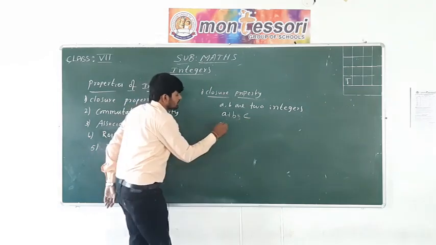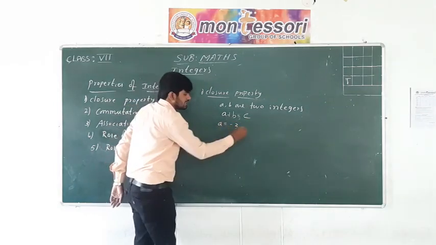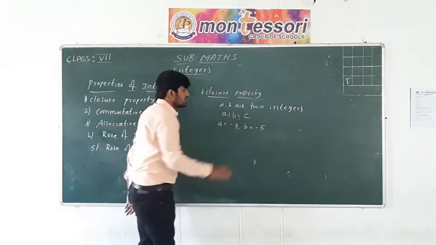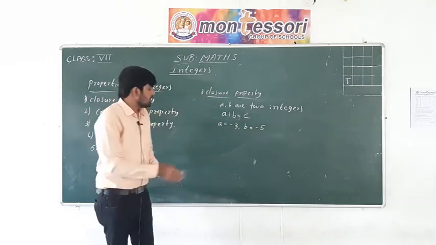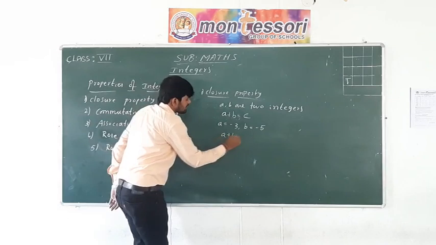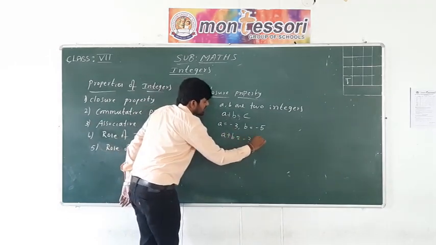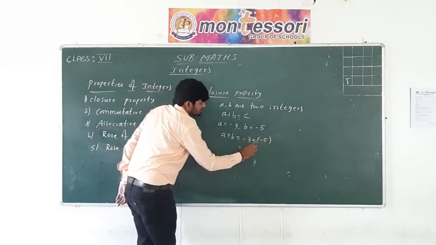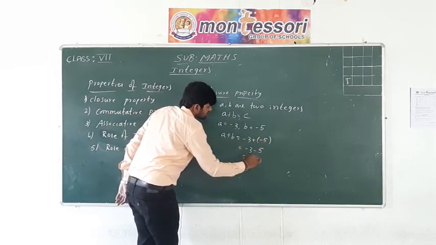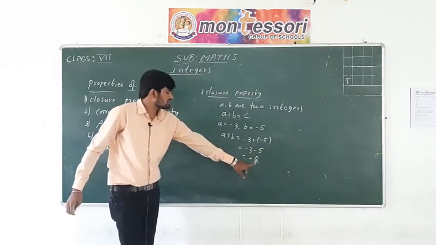Now let me take an example. a is one integer, that is -3, and b = -5. Let us add both integers, a + b, that is -3 + (-5). What is the result? -8. So the sum is -8.